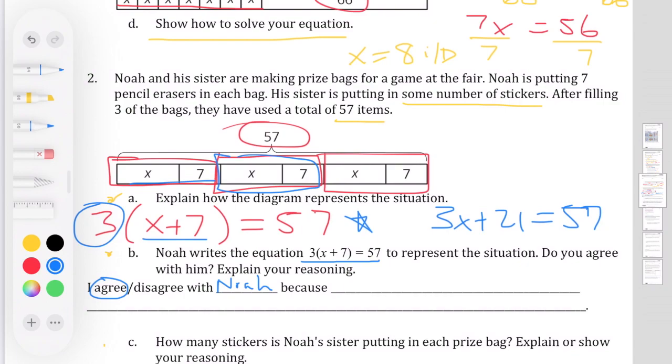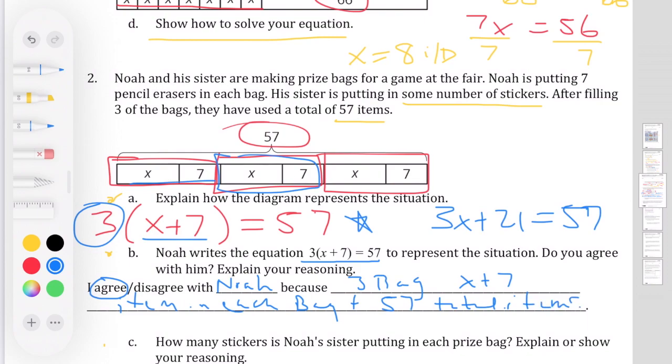We want to talk about the 3 bags, the x plus 7 items in each bag, and 57 total items.